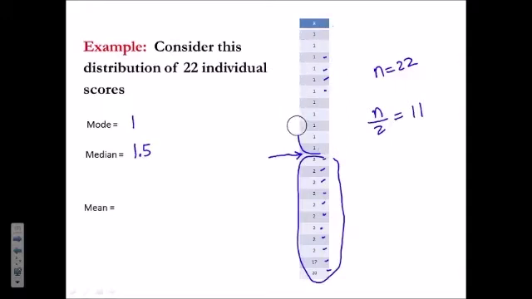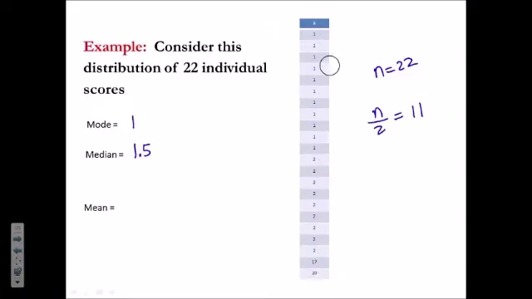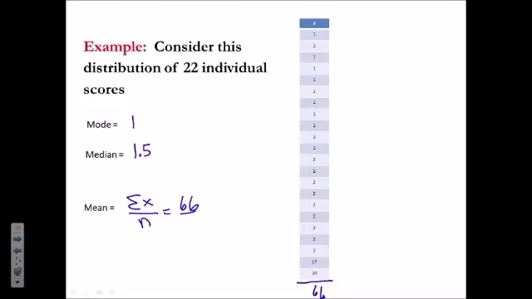To calculate the mean, we would have to take the sum of the scores and divide by the number of scores. Well, if we sum these scores together, we're going to get 66. And the mean is the sum of the scores divided by the number of scores, 66. And if we count the scores, there are 22 scores there, so the mean would be 3.